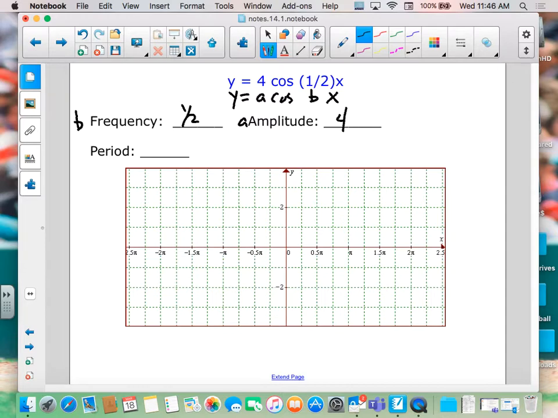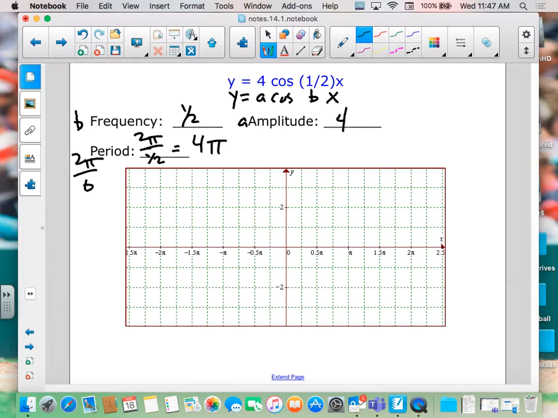So you're only going to see half of a wave. The period formula, remember, is 2 pi over B, 2 pi over 1/2. To divide two fractions, flip the second and multiply. If you flip the half, you get 2. 2 times 2, it is 4 pi.